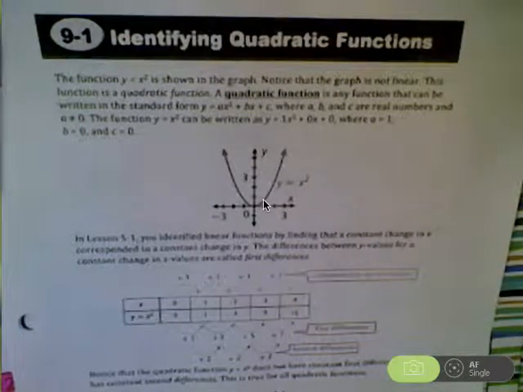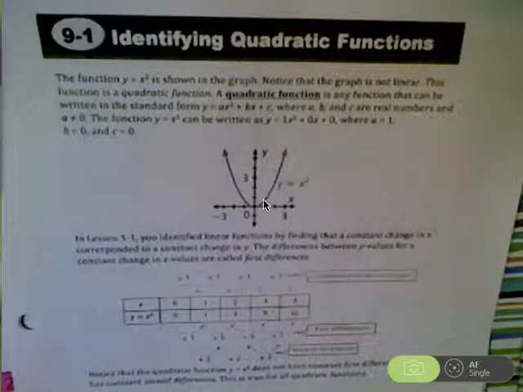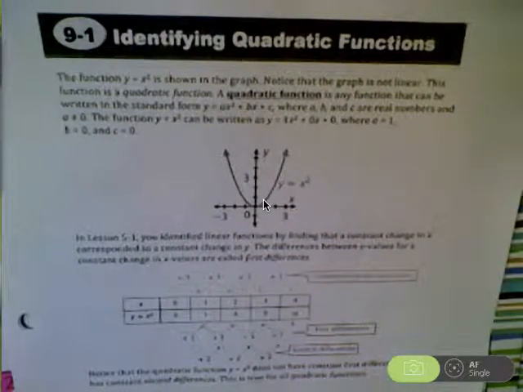Okay, so in Chapter 9, Lesson 1, we're going to learn about the basics of quadratic functions. This entire chapter, Chapter 9, is all about quadratic functions. Section 1 is the basic foundation for the rest of the chapter, so it has a lot of important information.